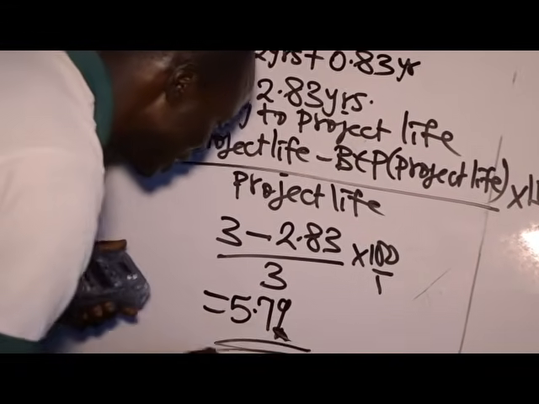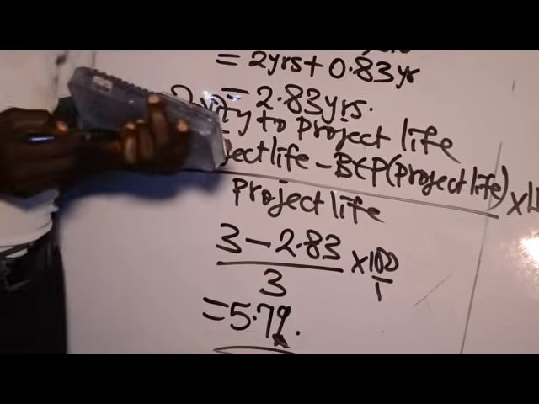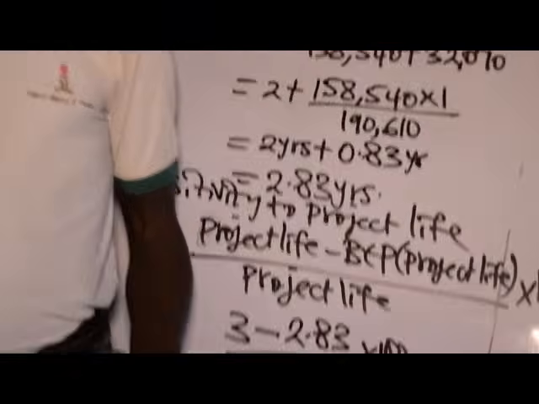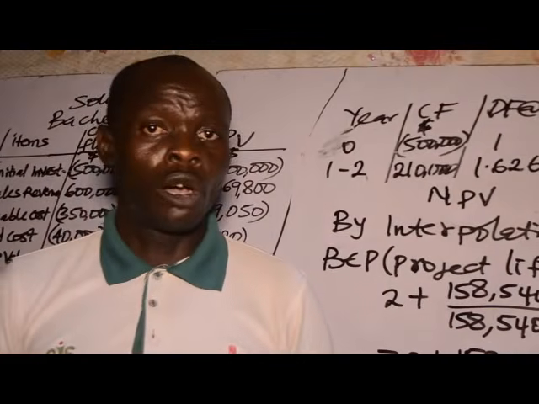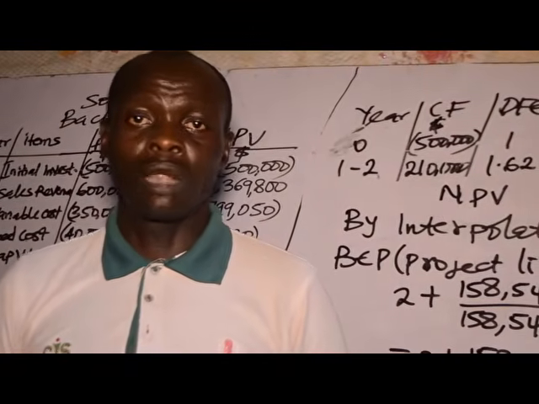Therefore, the sensitivity to project life is 5.7%. That is the end of my presentation on sensitivity analysis.